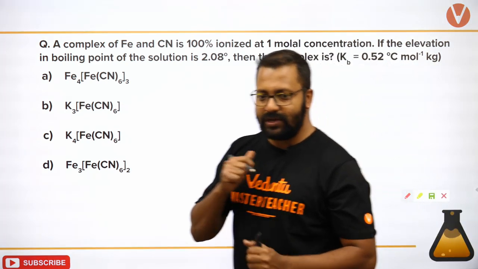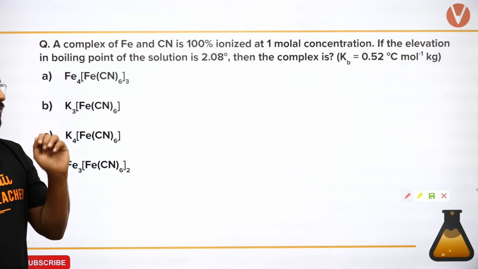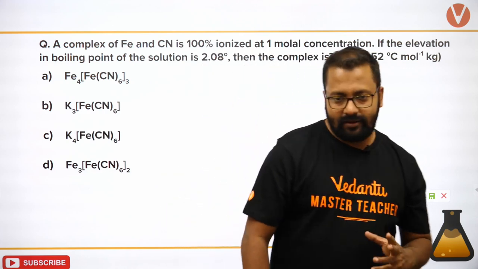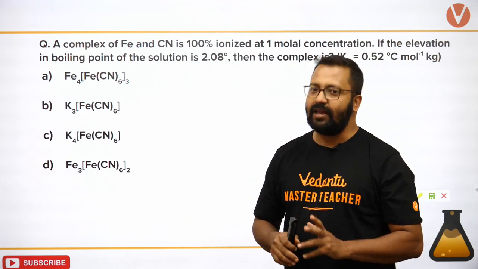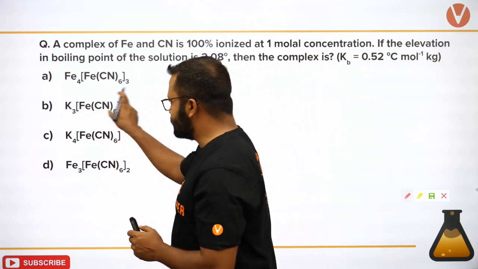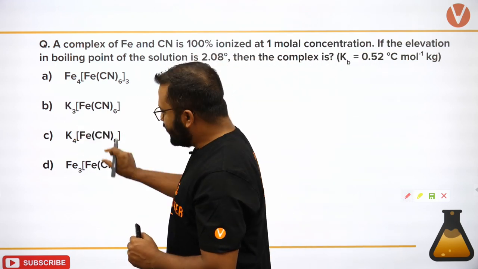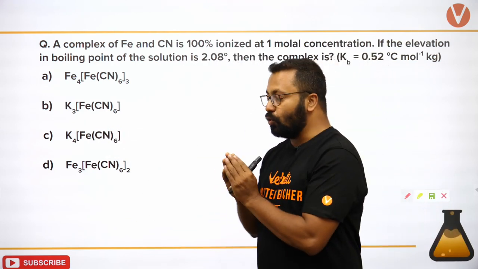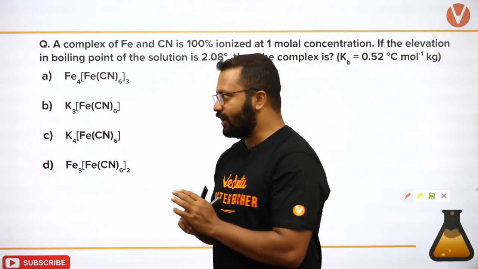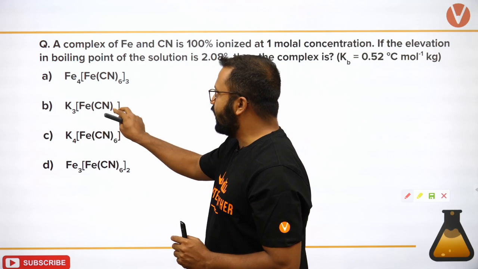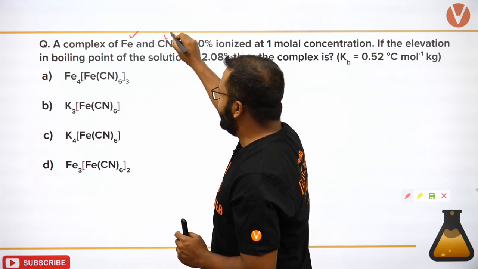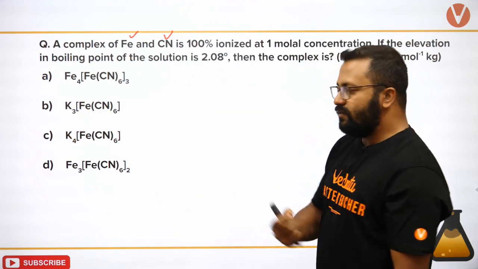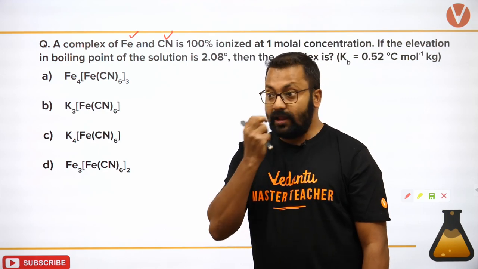So, dekhiye, question mein kya likha gaya hai? Complex is of iron and cyanide. Complex could be anything. Iron and cyanide ka complex agar diya gaya hai, iska matlab ki whatever is within this square bracket is made up of iron and cyanide. Us square bracket ke bahar kuch bhi rahe, we really don't care. Theek hai? Whatever is present inside the square bracket is composed of iron and cyanide, but whatever is present outside the square bracket, chemically we do not worry about that. We are only worried about the numbers.